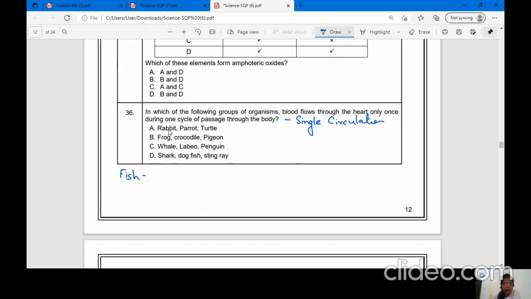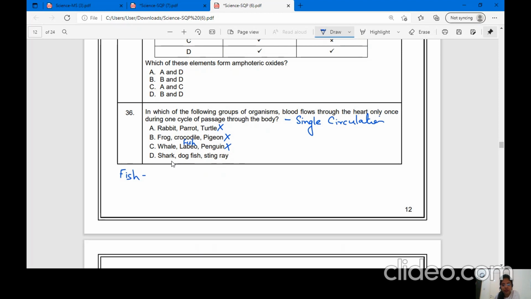So rabbit is mammal. Parrot is bird and turtle is reptile. So this is not. Frog is amphibian, crocodile is reptile and pigeon is bird. And these all three organisms are showing double circulation. Whale is what? Whale is a mammal. Labeo is fish. Labeo rohita, that's the name of rohu fish. I like this fish. And penguin is what? Bird. So this fish is having single circulation. Labeo is having single circulation but not whale and penguin. So we can cross it.